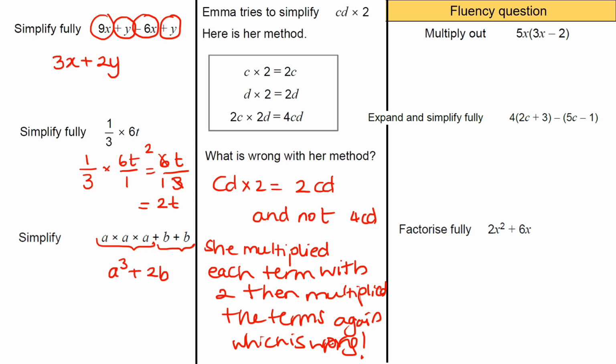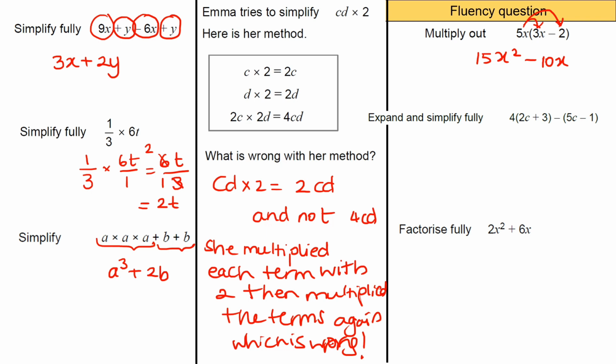Okay, next question. Multiply out 5x, with 5x outside the bracket, you've got 3x take away 2 inside. So 5x times 3x. 5 times 3 is going to be 15. x times x is going to be x squared. 5x times 2, so that's going to be negative 10x, and we're just going to leave it there.